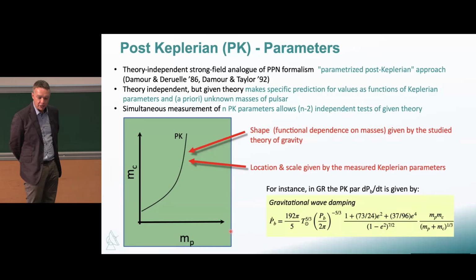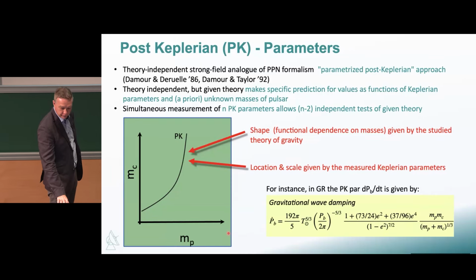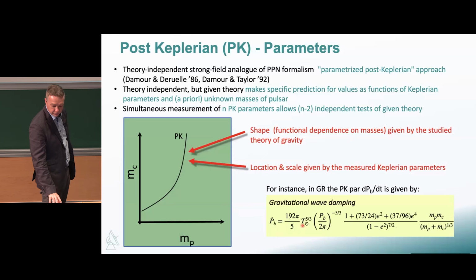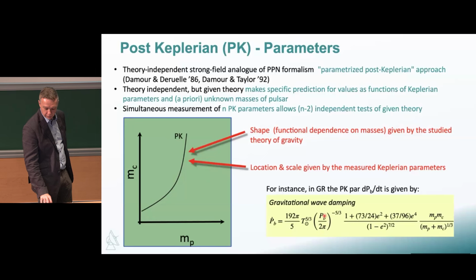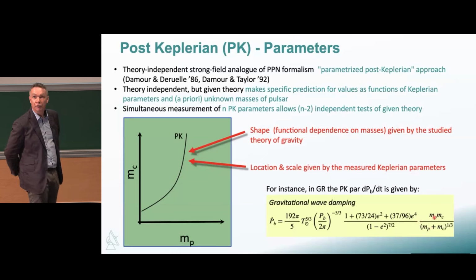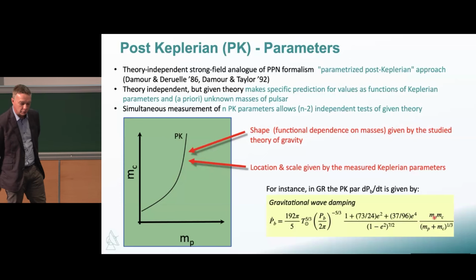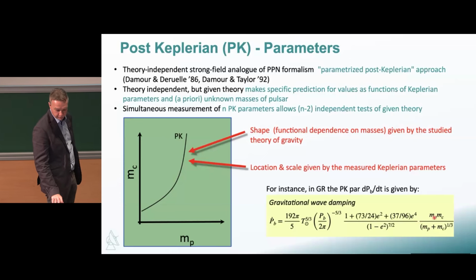And you can measure this, and then, for instance, this is the gravitational wave damping in GR. As you can see, the structure is the same for all post-Keplerian parameters. It depends on the Keplerian parameters here, the orbital period and the eccentricity, plus a combination of the masses of the pulsar and its companion, which you don't know a priori.